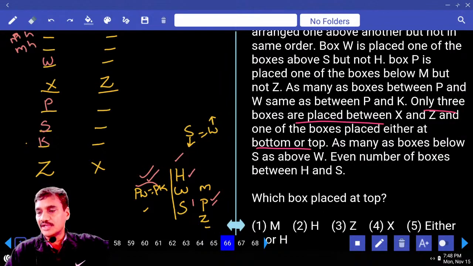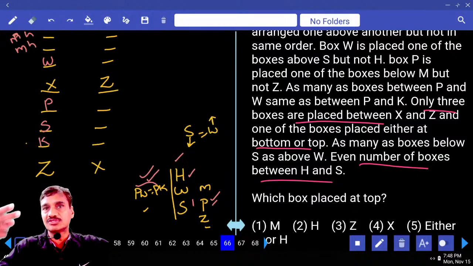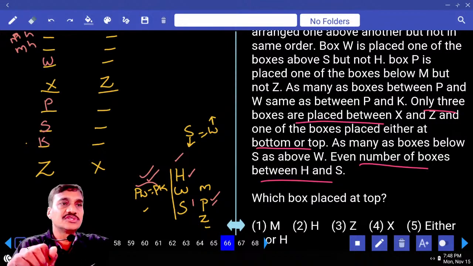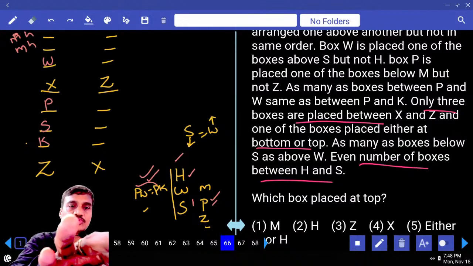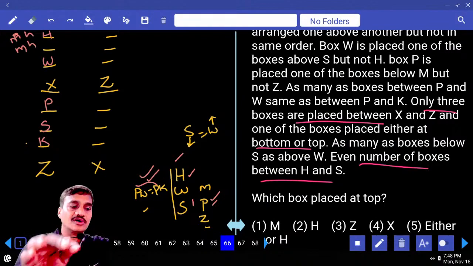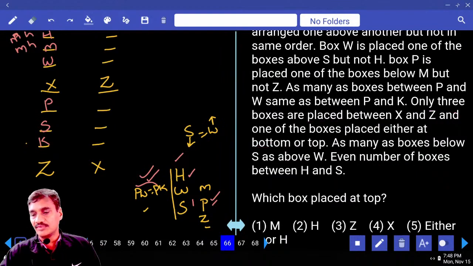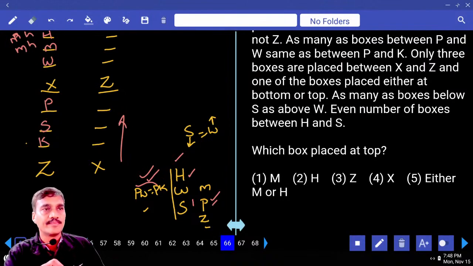Then now we have one more information. Even number of boxes between H and S. That means 2 boxes or 4 boxes or 6 boxes. Now S is here, 2 boxes is not possible. And 4 boxes, is it possible or not? Hence 4 boxes, where should this H be? H is at the top. If H is at the top, M will be at the second. Done? Now this is the final arrangement we have. No need to check out this one because we have already got this one.